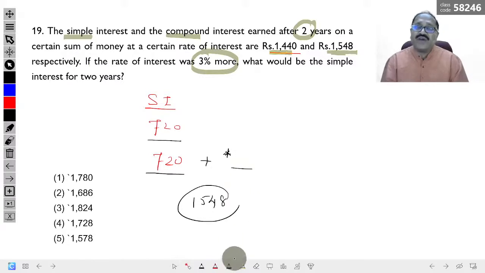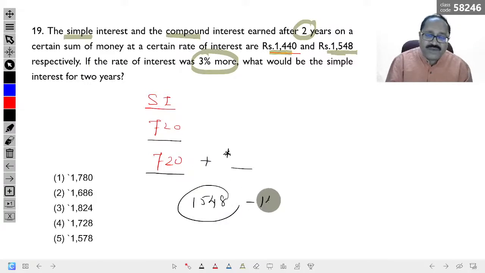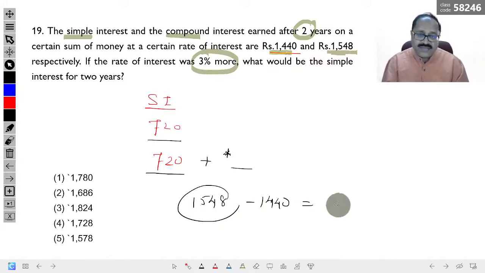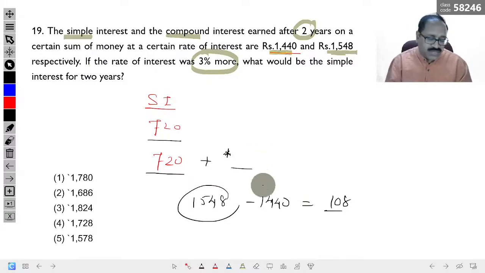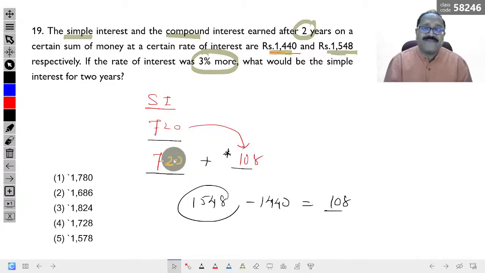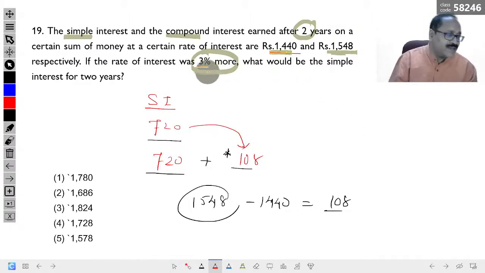Vidisha, ये figure क्या होगा? The total is 1548. So this is 1440, आप निकाल लो. You will be getting the extra money over here, interest on interest. And what is that? That is 108. So this 108, इसको थोड़ा सा कलर चेंज कर देते हैं. This 108 is the interest on interest. यहाँ से rate of interest निकल रही है. And then उसमें 3% और ऐड करना है और जो पूछा गया उससे निकालना है.